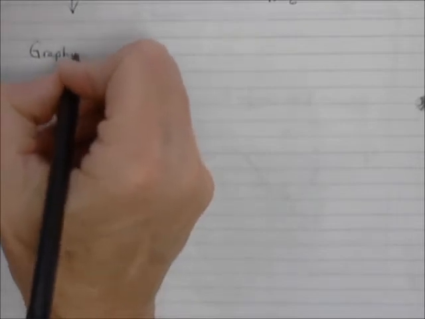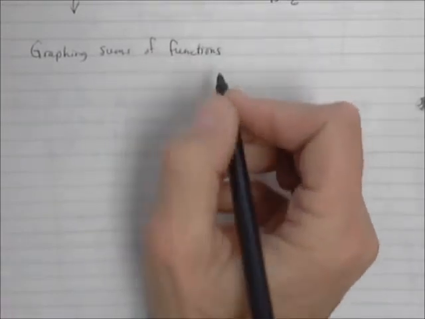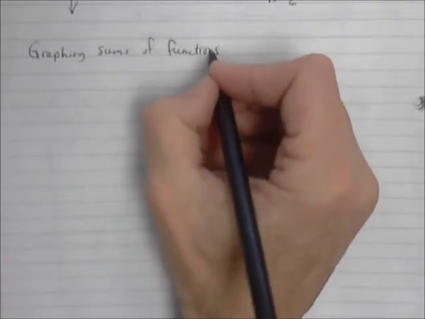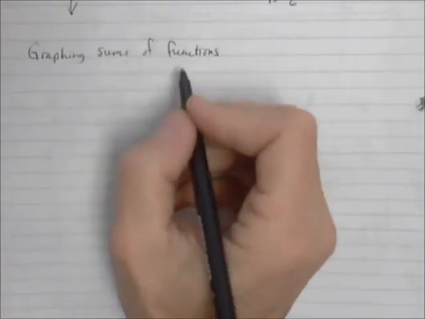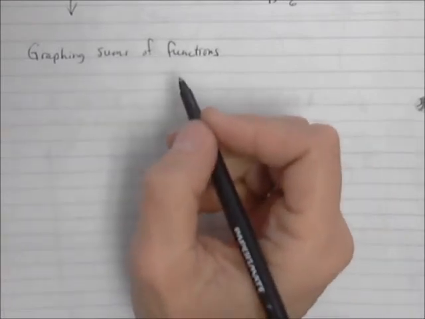Today we're going to be graphing sums of functions. One of those functions, or maybe both of those functions, will be a trig function, a sine or a cosine function. The other function could just be a linear function. Usually it's just a linear function, or maybe we're going to be graphing two trig functions added together.